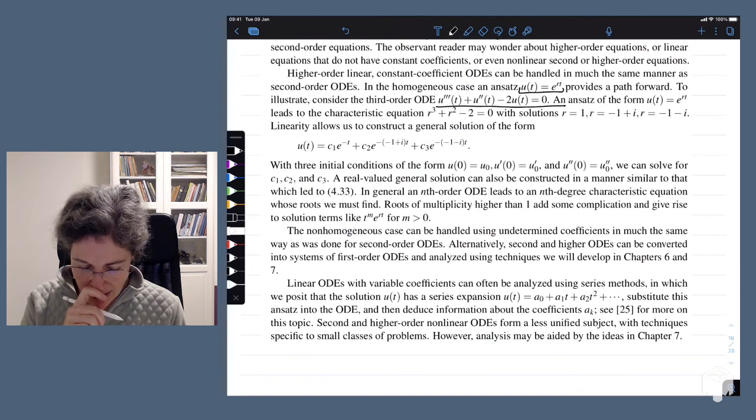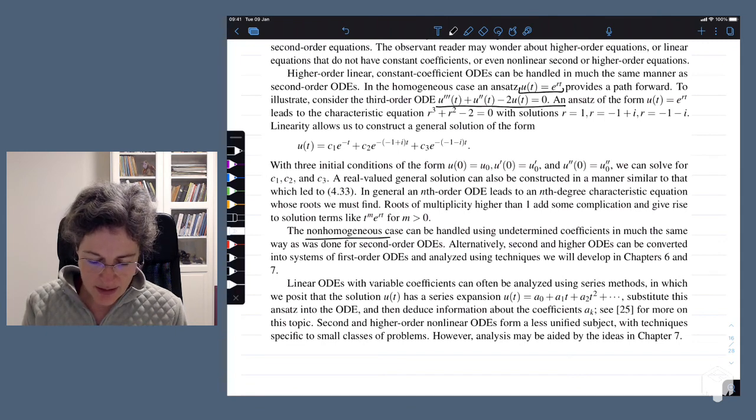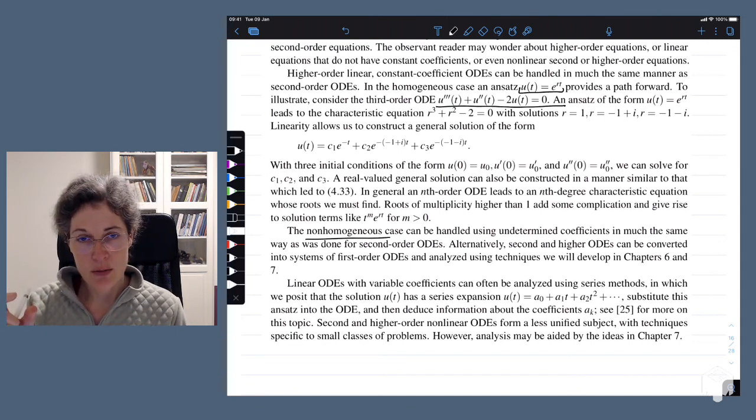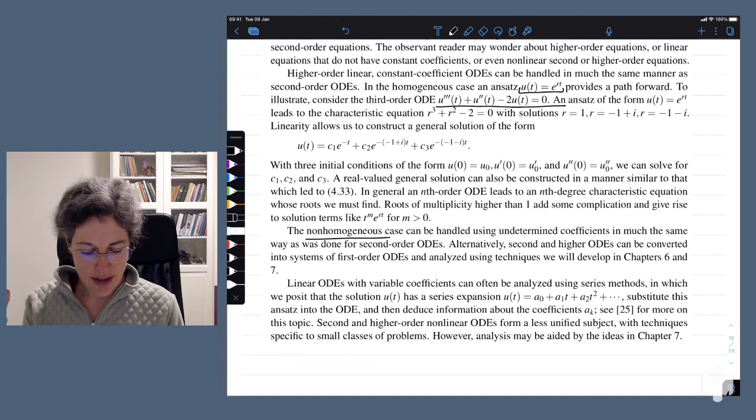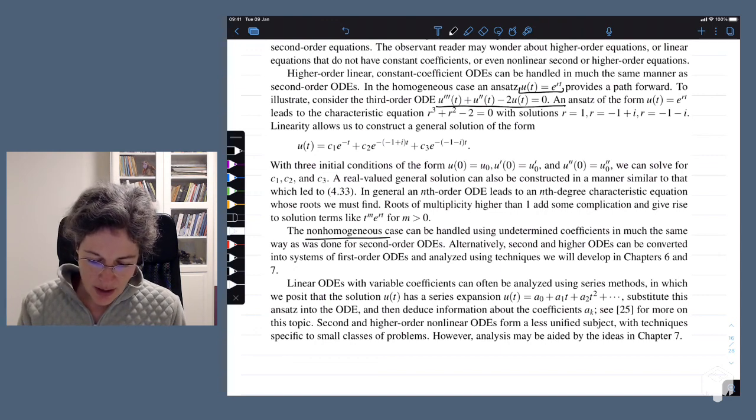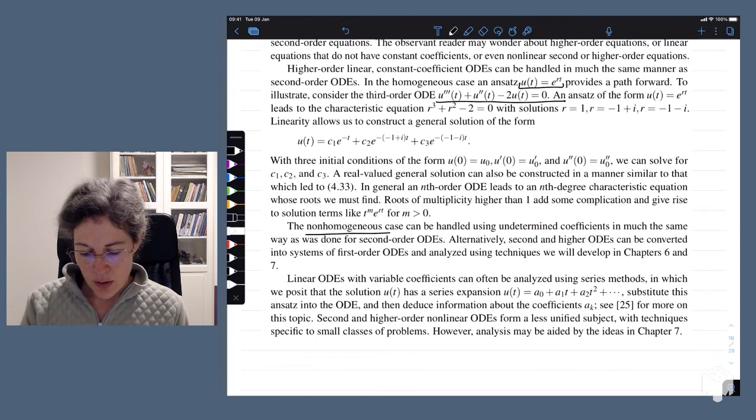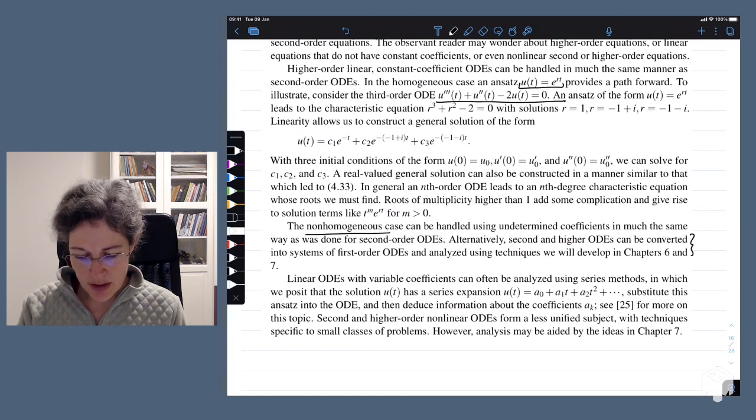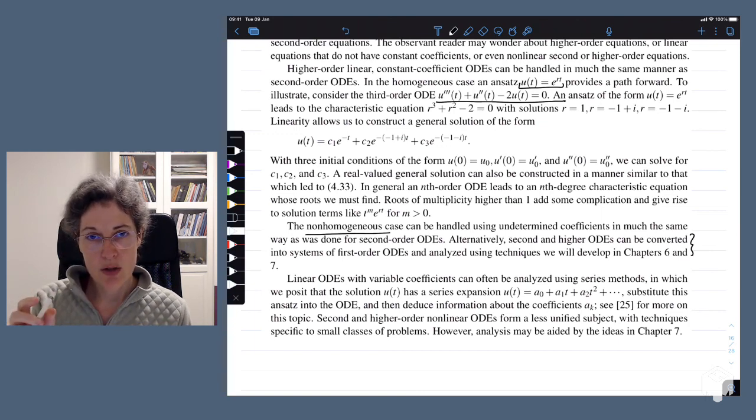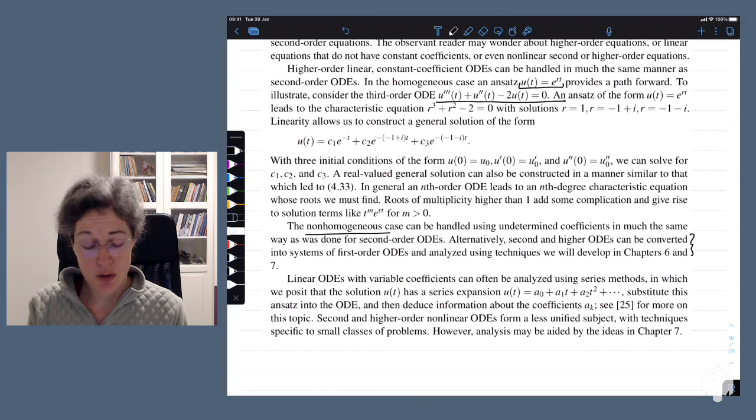And similarly, the non-homogeneous case can also be handled using undetermined coefficients for higher orders, exactly the same trick. There is another way though, and this we will talk about a little bit when we talk about systems of equations. For higher order differential equations, you can sometimes break them down into systems of lower order differential equations, and sometimes that makes them easier to solve.